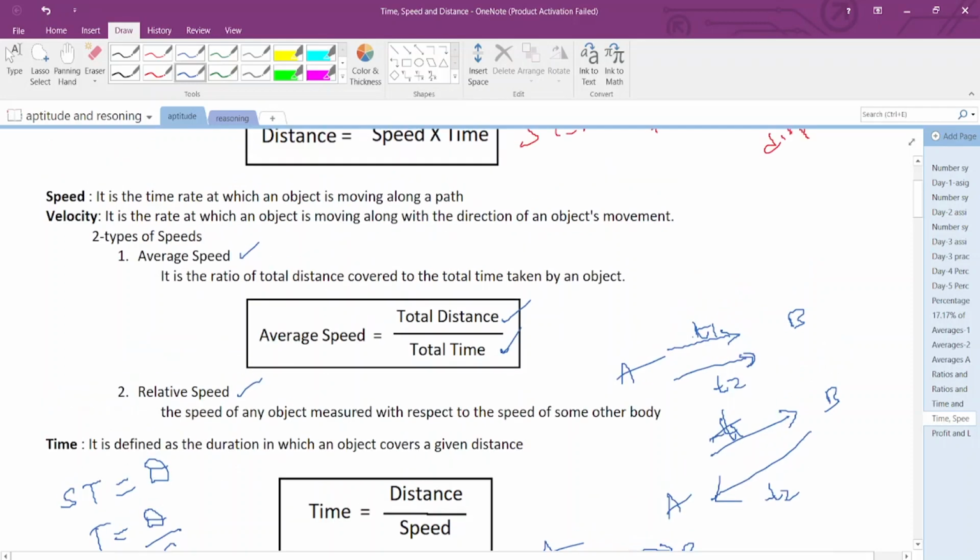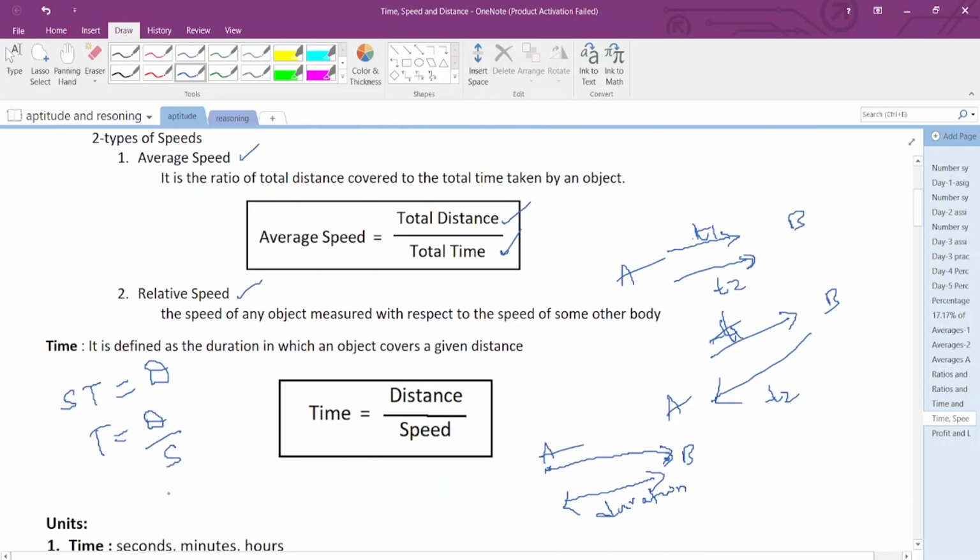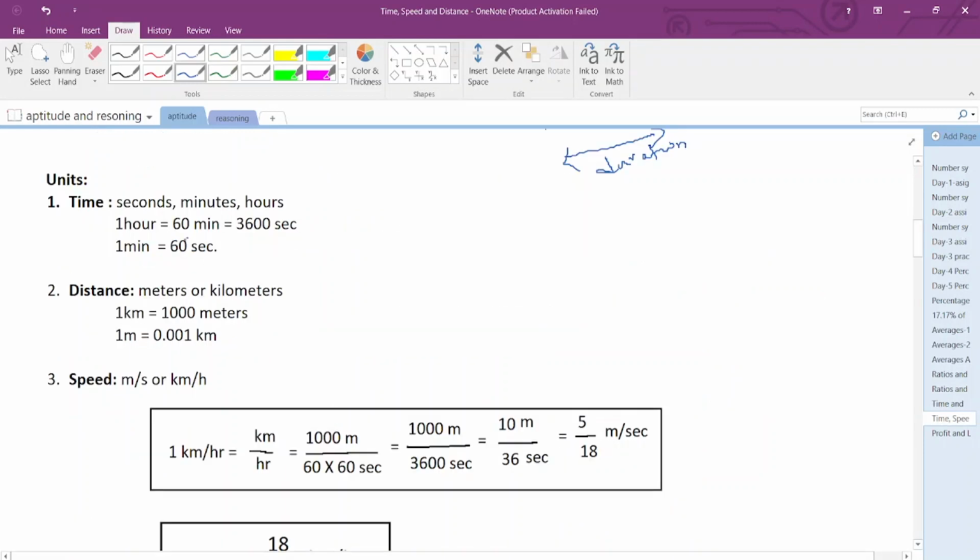In the same way, if you want speed in STD, you have to send the time. So speed is equal to distance by time. If an object is covering some distance, the rate at which it covers that distance in a given time is called speed. Speed is equal to distance by time.